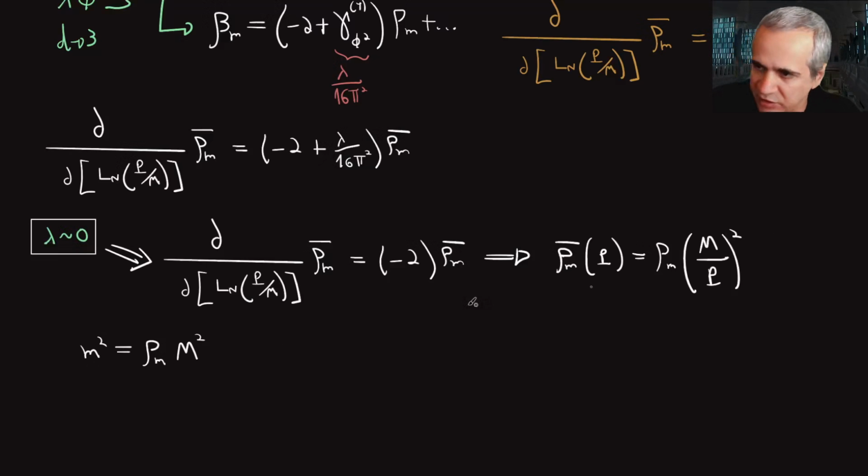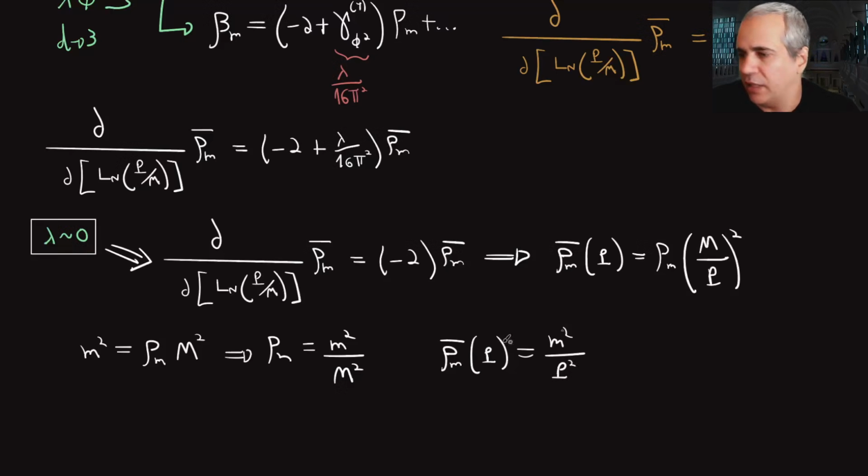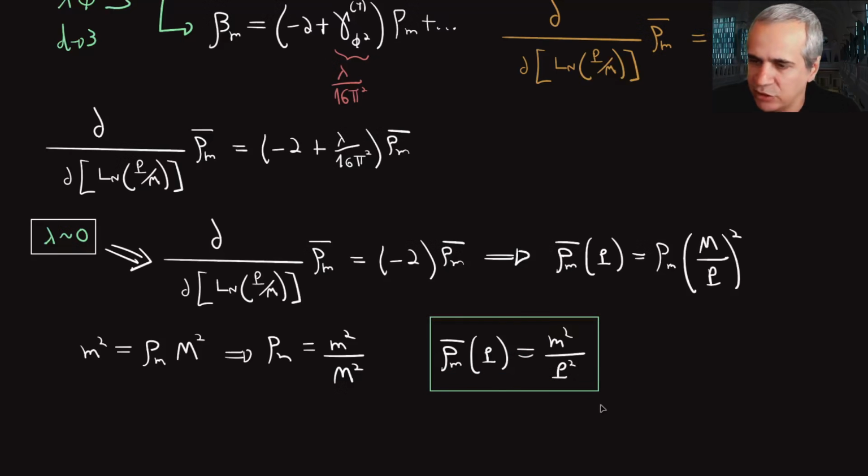If I substitute these over there, just take rho m equal to small m squared over big M squared, and I substitute here, I get a different expression for this guy, which is m squared over p squared, right? And that's exactly what I expected. So this is the Wilson coefficient for the phi square interaction.